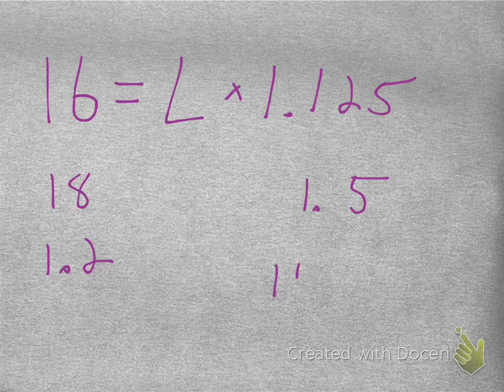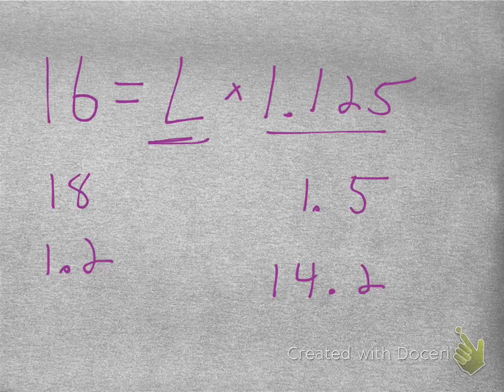1.5, and 14.2. Now, if we take a look at this, let's just think logically. There's some number multiplied by 1.125 that's going to get us 16. Is 1.125 that much over 1? No, it's going to be times 1 and a little bit. So it's going to be whatever L is plus a little bit more.